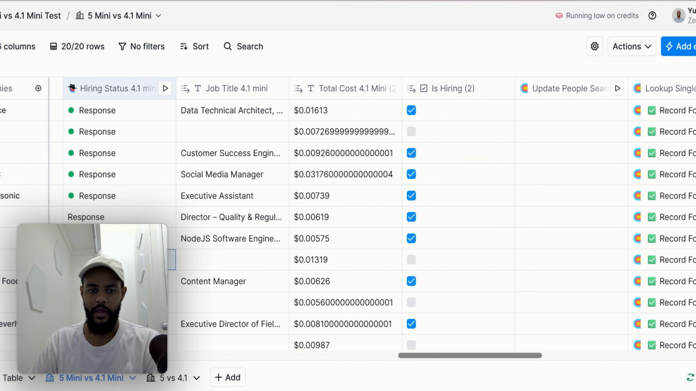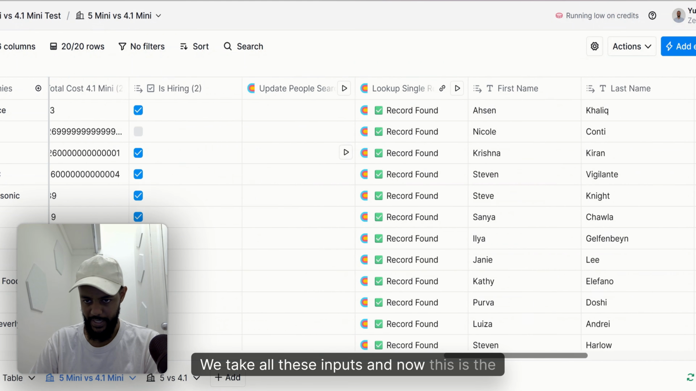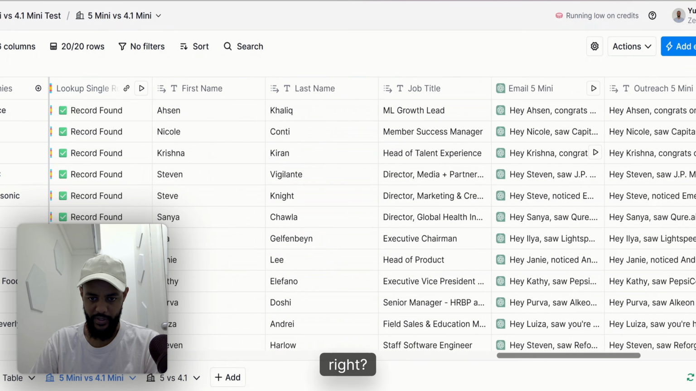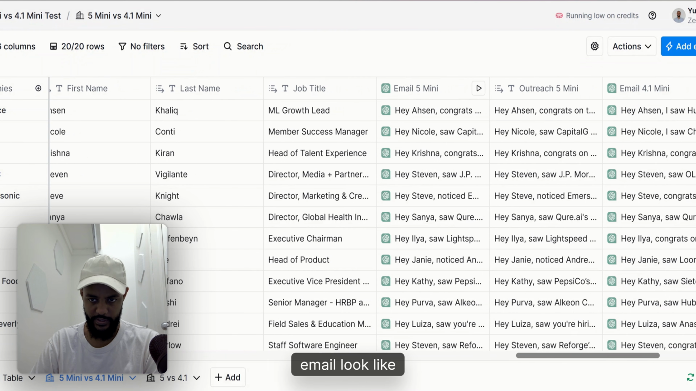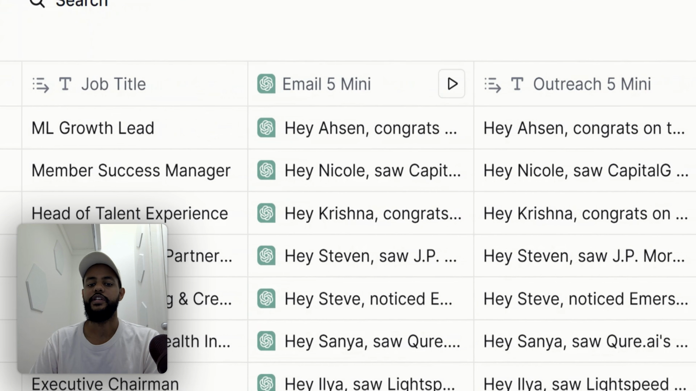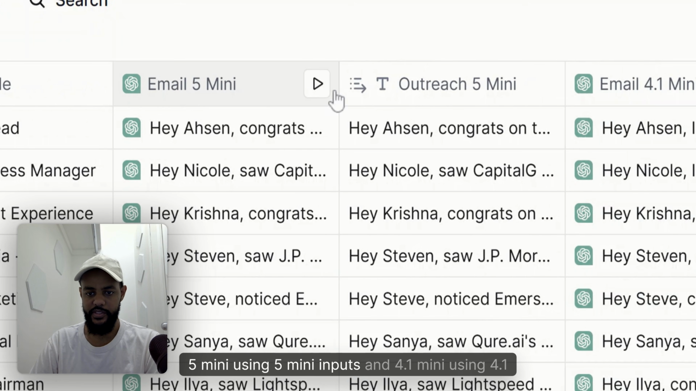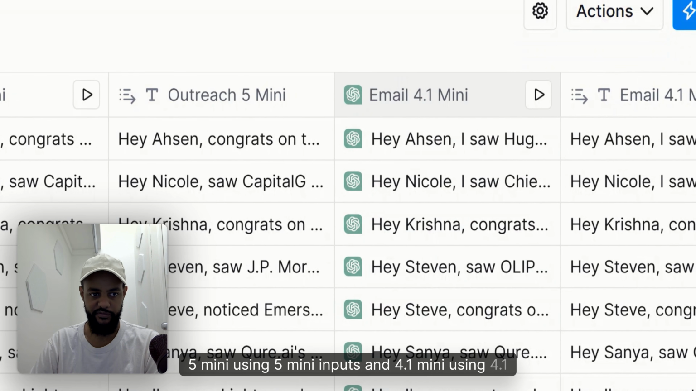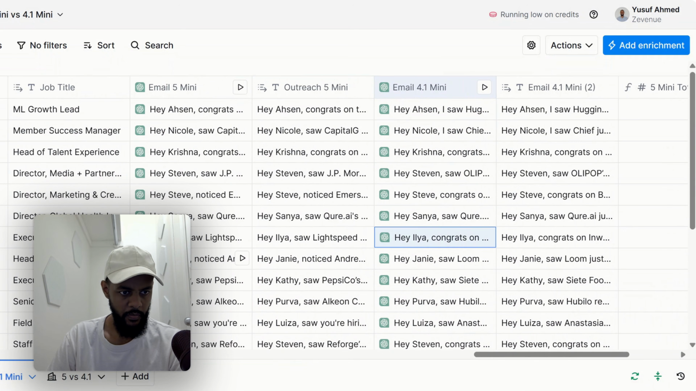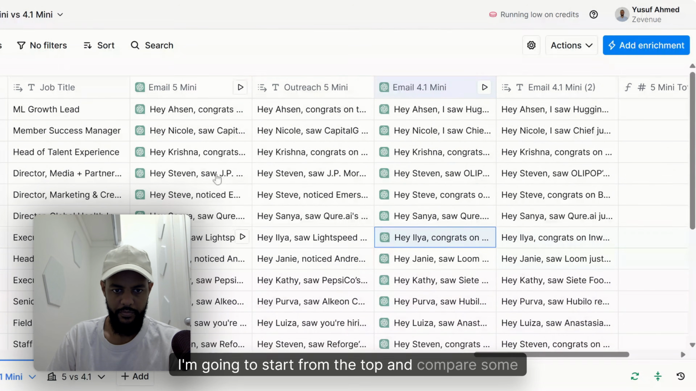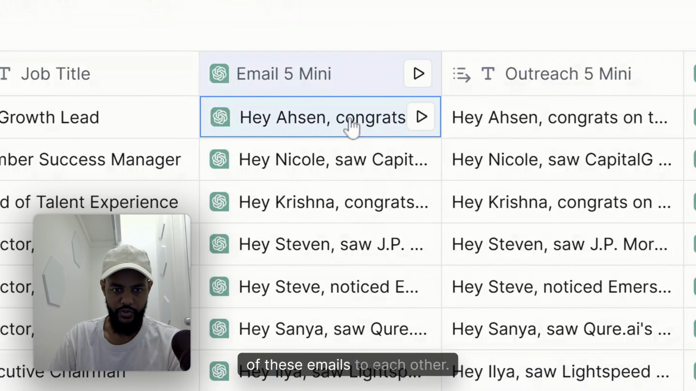We take all these inputs, and now this is the final moment, right? This is what we want to see: what does the final email look like for 5 mini using 5 mini inputs and 4.1 mini using 4.1 inputs. So this is the most important piece. I'm going to start from the top and compare some of these emails to each other.